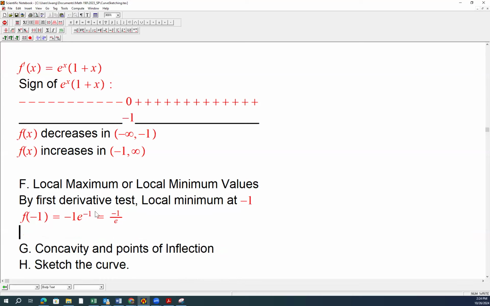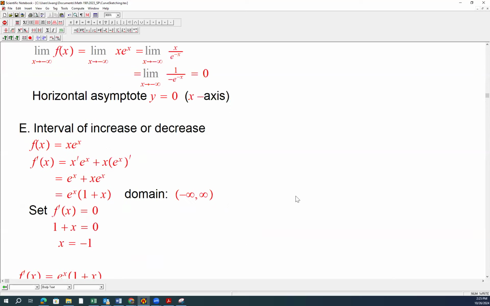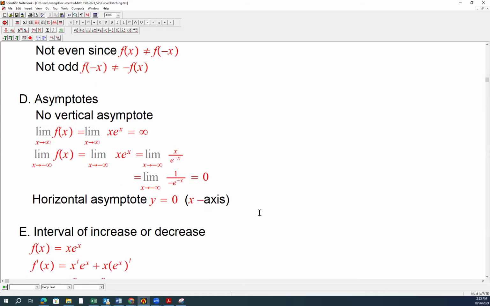If you want to express the local minimum, where and what, it's going to be (-1, f of -1), that's equal to (-1, -1 over e). Okay, so that's the local minimum. We don't have a local maximum because when x approaches positive infinity, f approaches positive infinity. We did that on the horizontal asymptote.